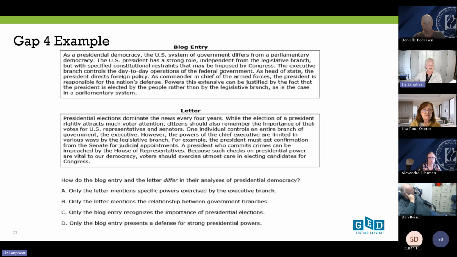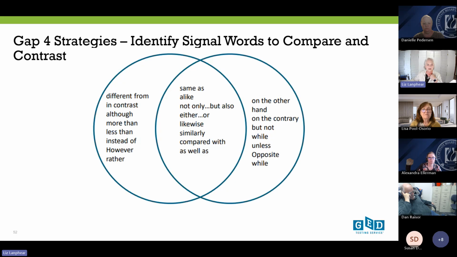So on this one, it's D. The letter doesn't strongly defend presidential power. So that would be the difference. And this one is harder for them to figure out, what's different, than what is the same. So just keep that in mind.